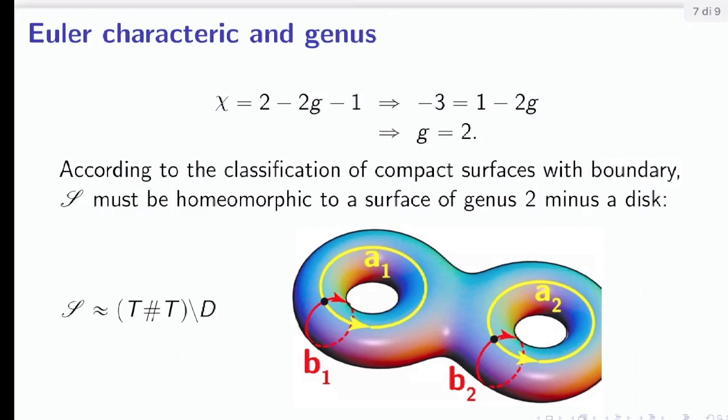Now, a compact surface without boundary with genus 2 is just like the torus with 2 holes, or sphere with 2 handles. But we don't quite have that here because we have a boundary. So what the theory is telling us is that our funny-looking surface on the previous slide is actually homeomorphic, that's topologically equivalent, to this 2-hole torus minus a disk, which could be as small or large as you like, but it has to be topologically a disk.